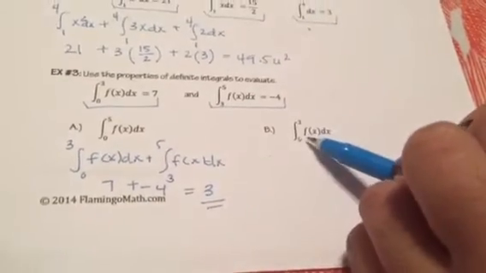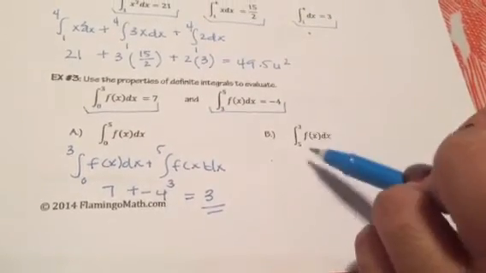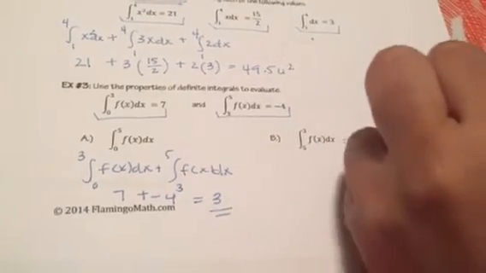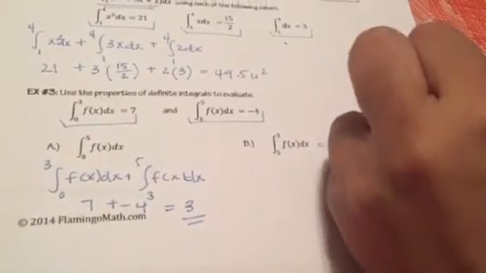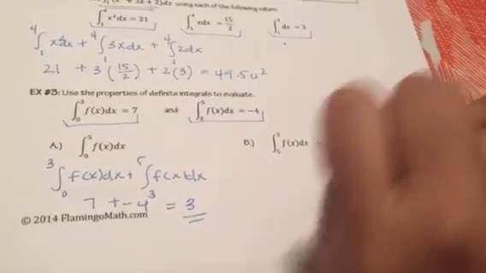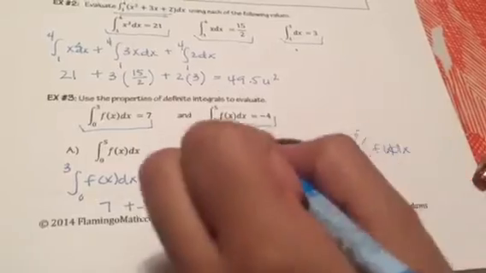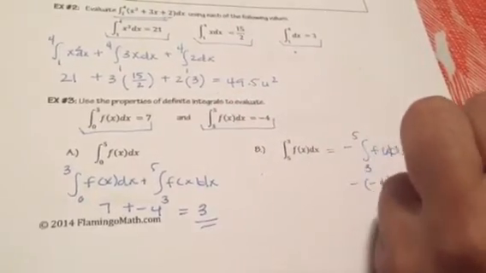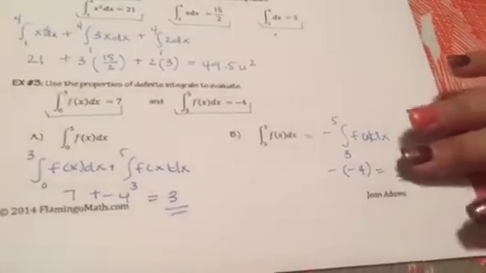If you look at part B, our lower limit is on top and our higher limit is on the bottom. All we need to do is pull out a negative and rewrite it in the correct manner. Well, 3 to 5 is a -4. With the negative that we had pulled out, that makes it a +4.